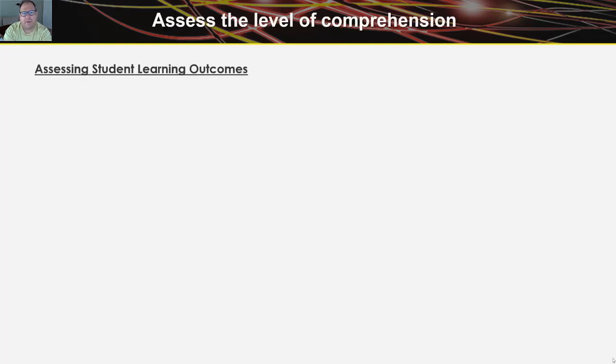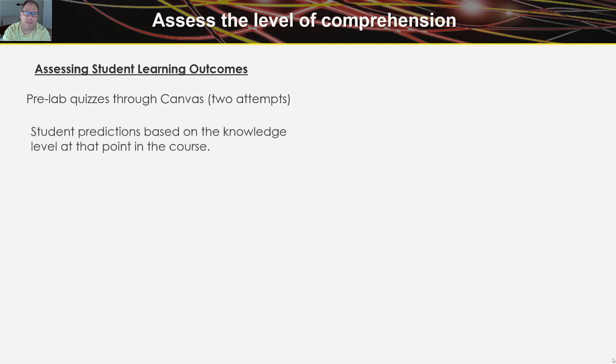So assessing student learning outcomes, what we like to do is give them pre-lab quizzes through Canvas. They get 2 attempts. We like for them to see which ones they missed and then go research why they missed the question. And student predictions is also essential. Trying to make sense of the physical world and the concepts and equations and theories that we put forth to them. We want them to see if they can imagine.